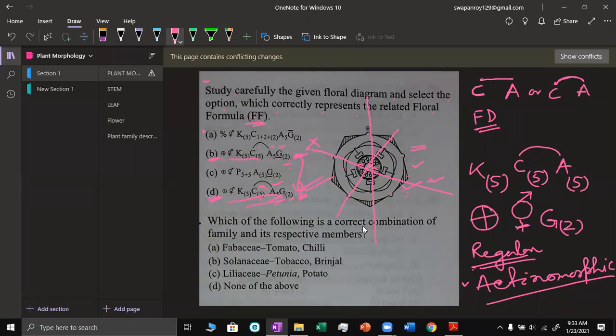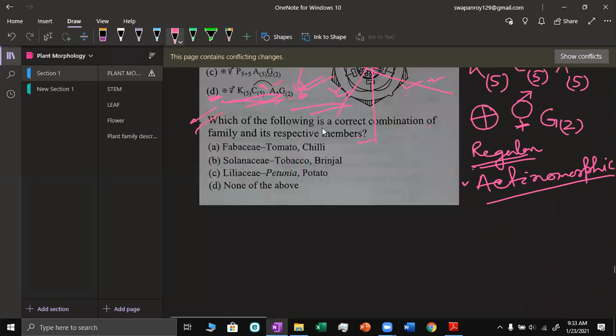Which of the following is a correct combination of family and its representative member? This type of specimen question may be given for any of the other families. This one is for Solanaceae. This is a floral diagram of Solanaceae and floral formula of Solanaceae. Next question: which of the following is a correct combination of family and its respective member? Fabaceae, tomato, chili; Solanaceae, tobacco, brinjal; Liliaceae, petunia, potato; none of the above. Which one is the correct combination?